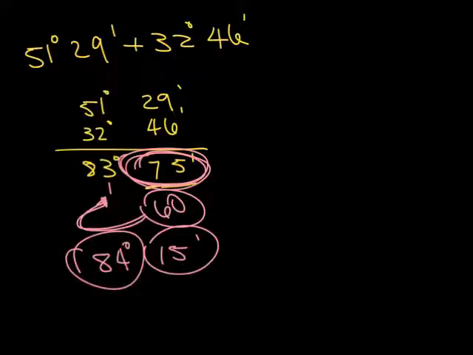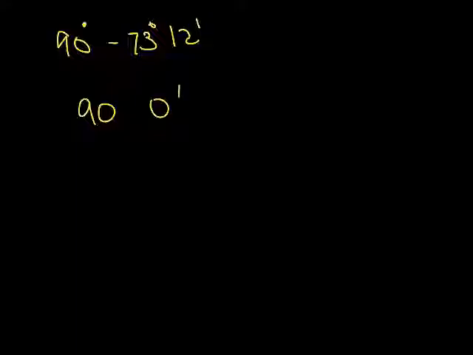Let's look at part B of this first example. I have 90 degrees, and I'm subtracting 73 degrees, 12 minutes. The way I'm going to rewrite this is as 90 degrees, 0 minutes, minus 73 degrees, 12 minutes.